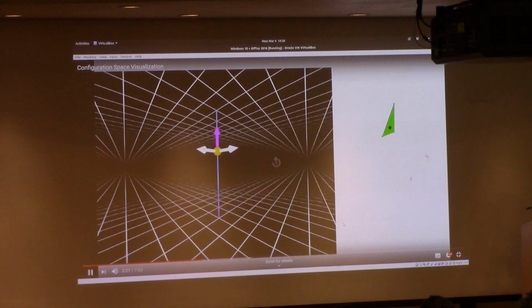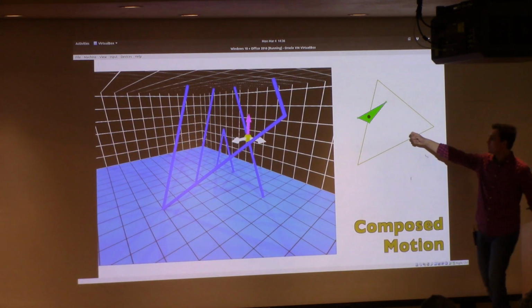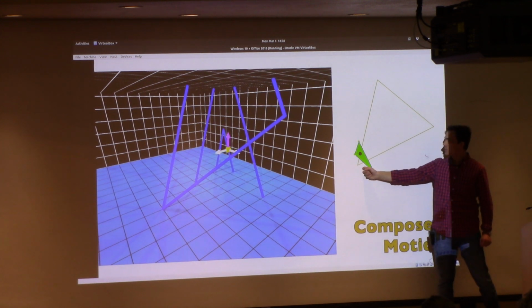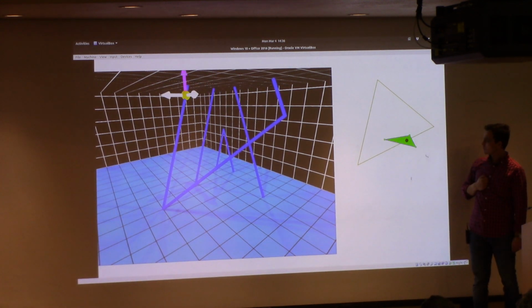Yeah, I can introduce more complex motions. Here you can see that it moves simultaneously, translates and rotates. So this induces those paths.